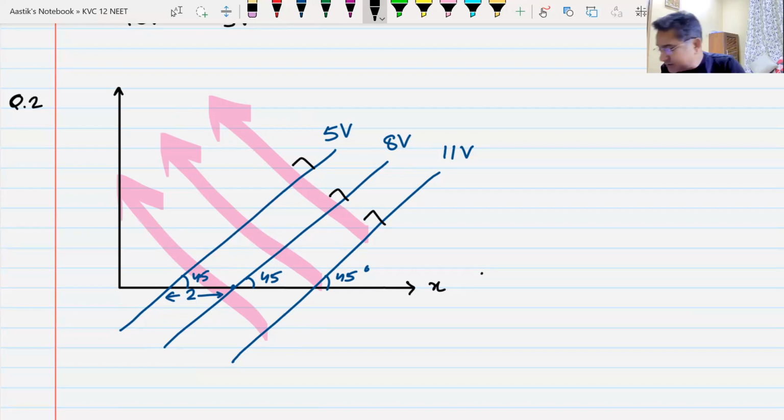Just asking a simple question. Can you tell me the value of electric field? Nothing else I need. Just tell me the value of electric field. I'll give you 2 minutes. Proper 2 minutes.